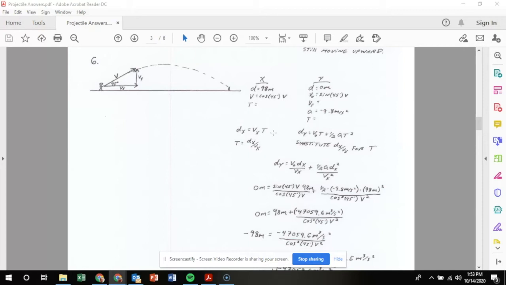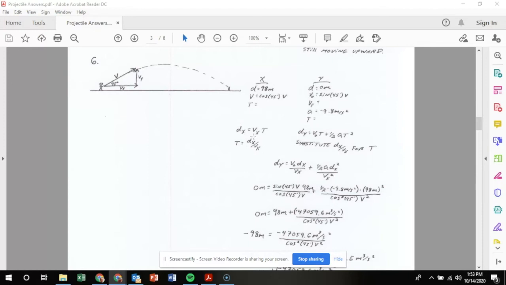I have two equations and two variables. So this is a simultaneous equation. It's just a little bit of a tricky one. And I'll show you how this works out. So if I rearrange my X equation for time, I get displacement in the X, 98, over the velocity in the X, which is cosine 45 times v.